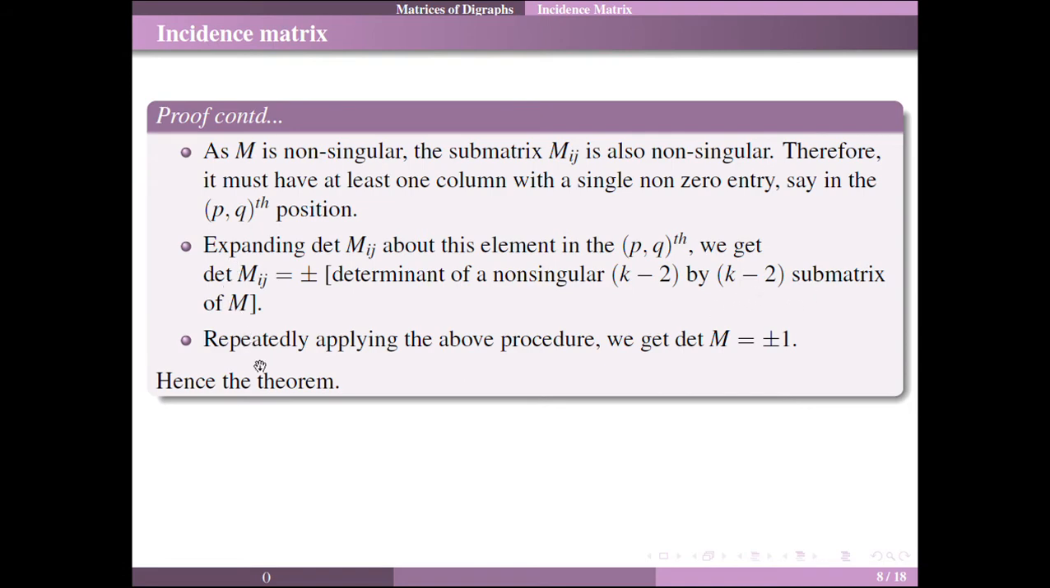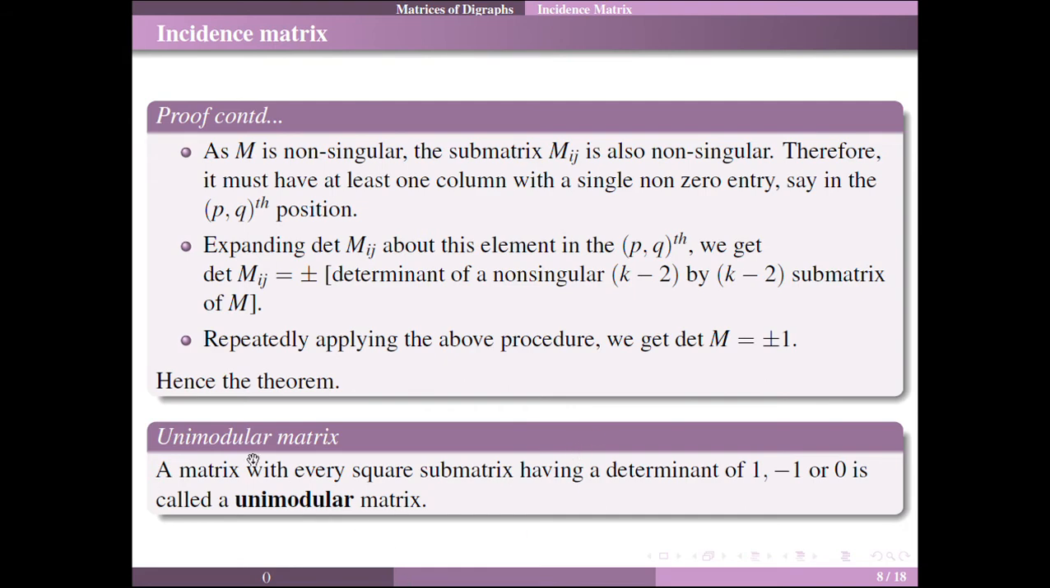We apply this procedure repeatedly and we can easily see that determinant of M is either equal to plus 1 or minus 1. Hence, determinant of any incidence matrix is either plus 1 or minus 1 or 0. Hence, the theorem follows.